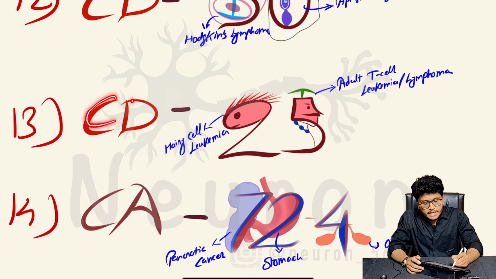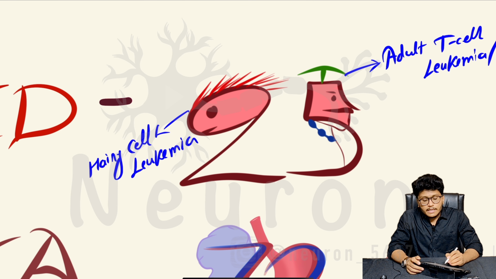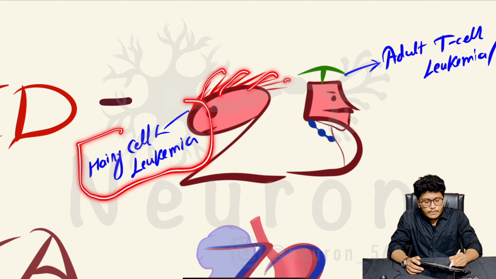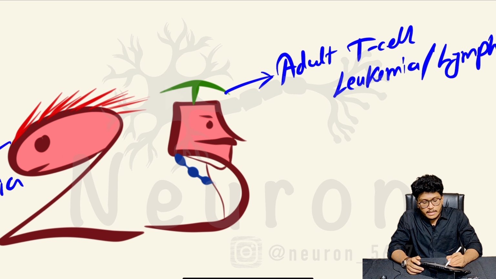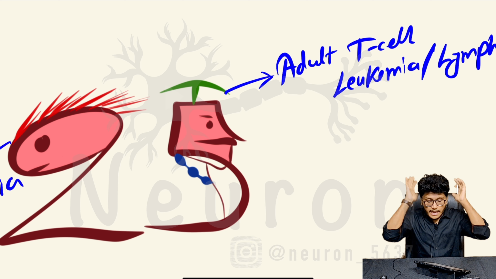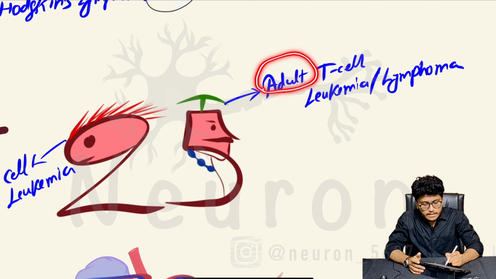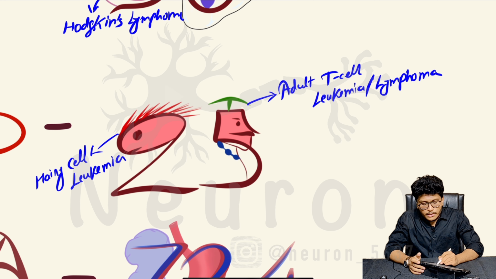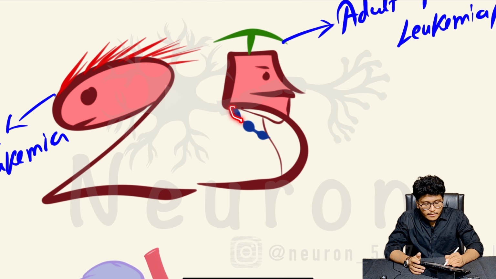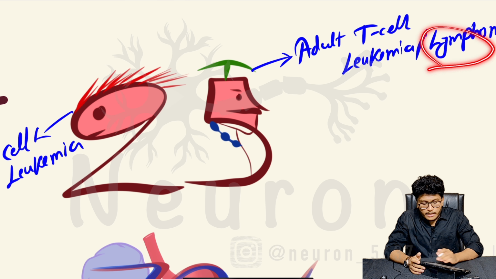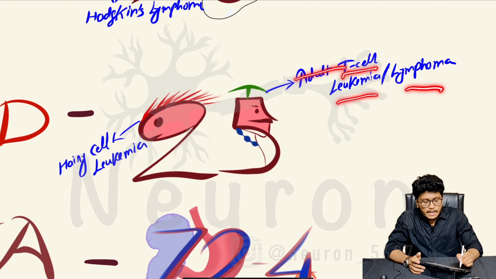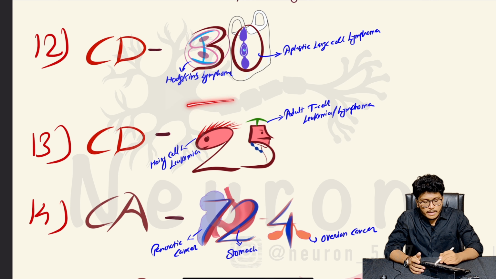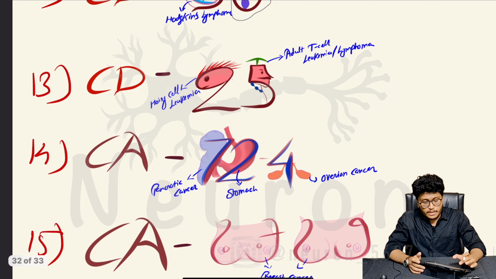This tumor marker is CD25. As you can see, this is a child's head which has hair. So hairy cell leukemia. This is an adult person. He has mustaches on his face and he is wearing a T-shaped hat on his head. So this is an adult man wearing a T-shaped cap here. So adult T-cell leukemia, or this is a chain made up from the lymph node, so lymphoma. So adult T-cell leukemia or lymphoma and hairy cell leukemia both have tumor marker CD25. Now let's move to the next tumor marker.